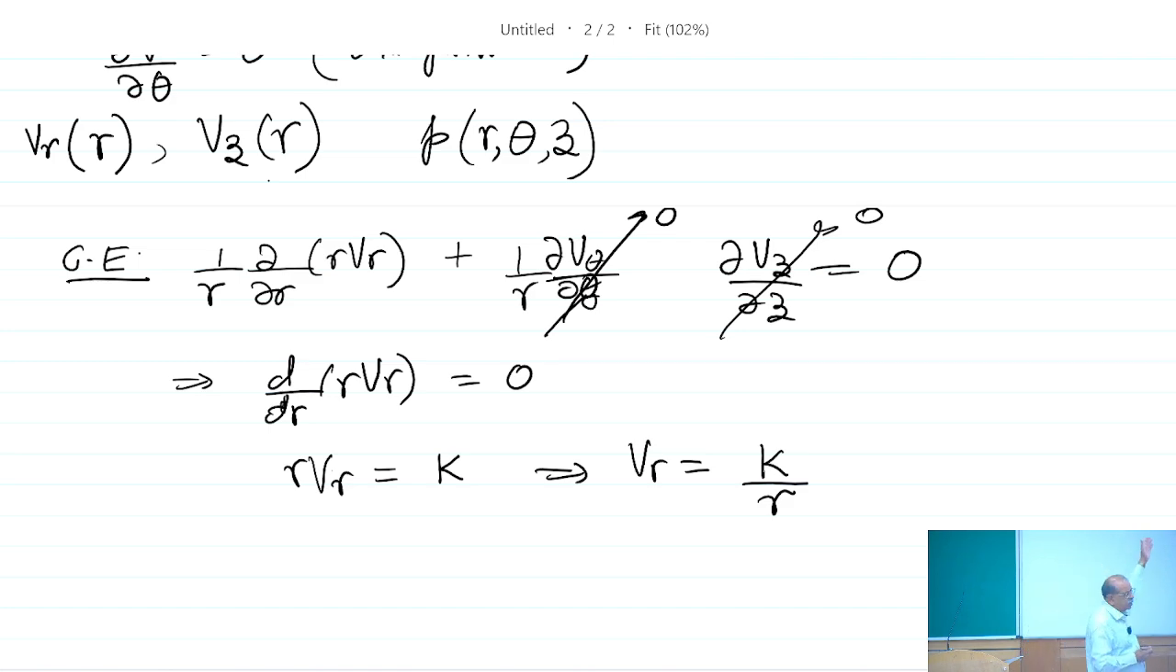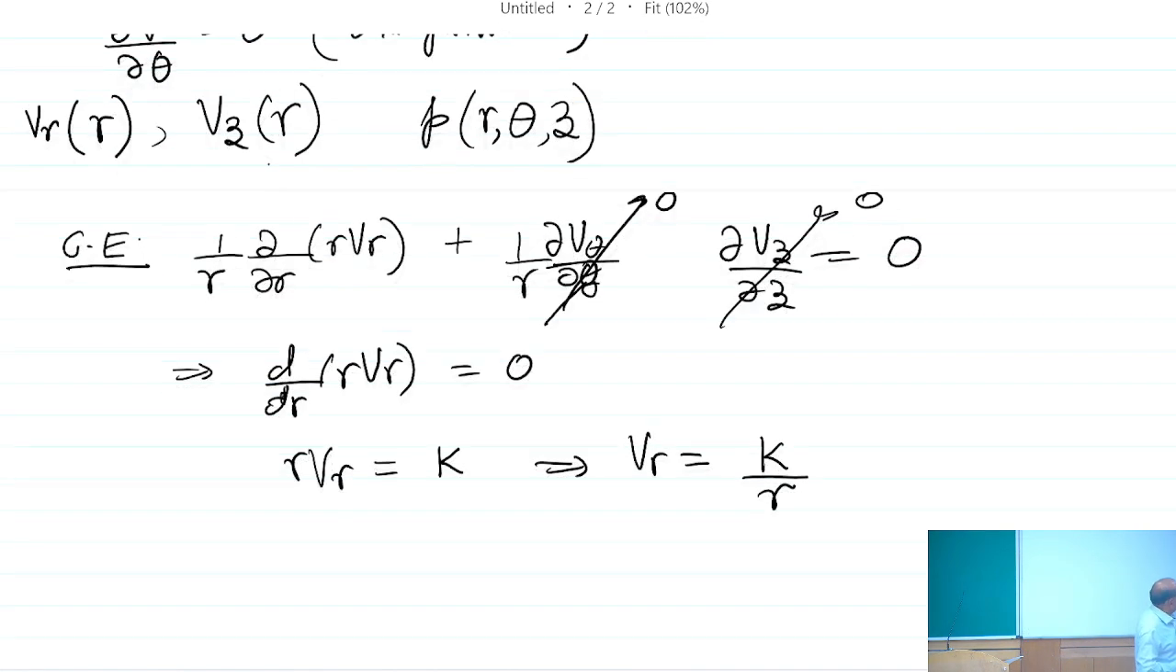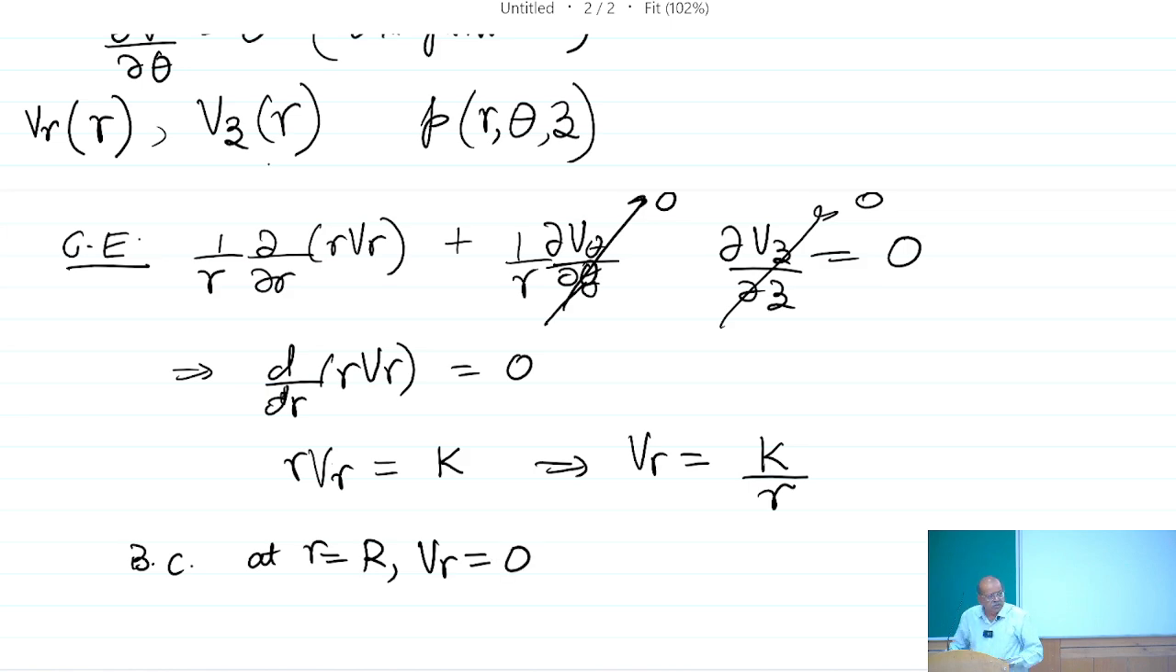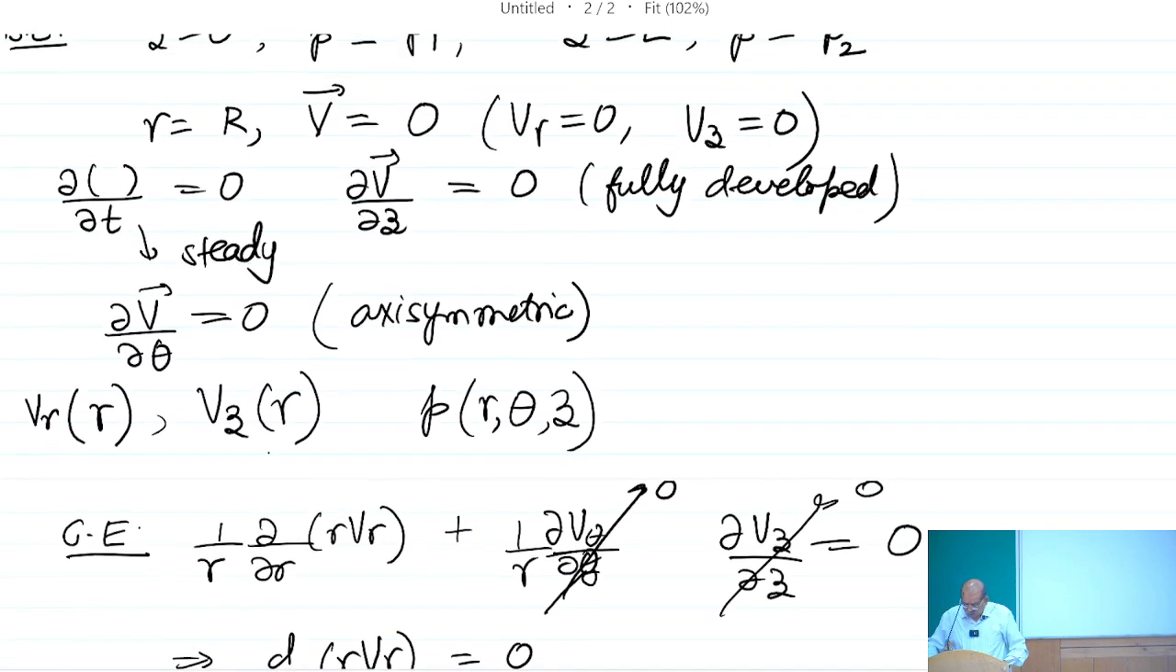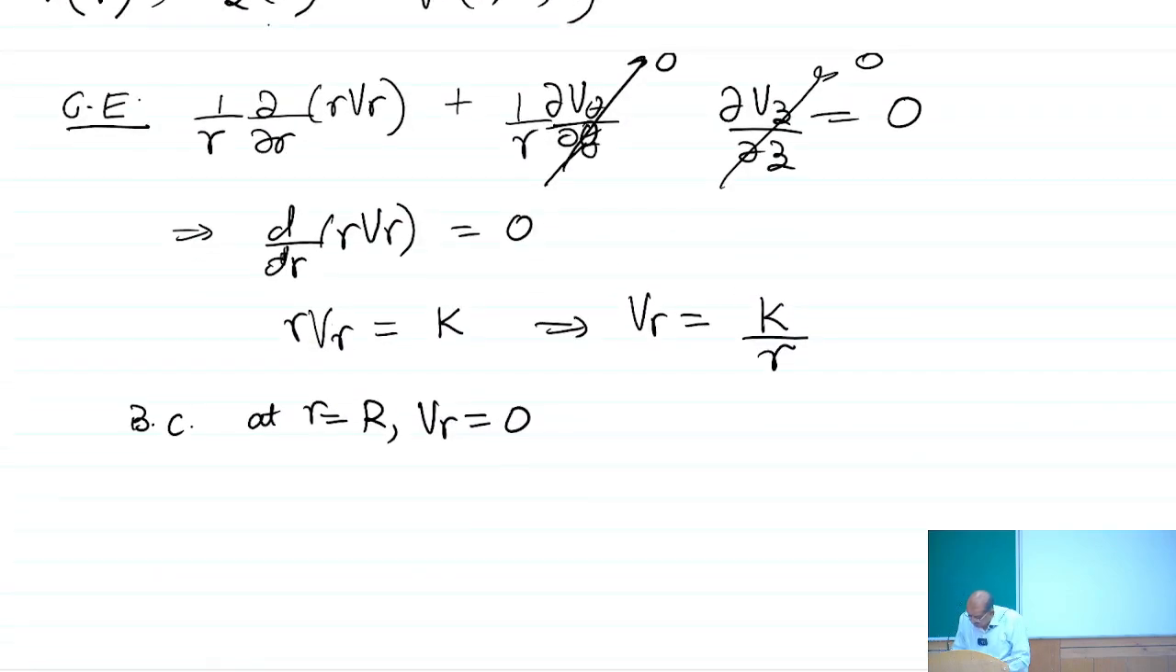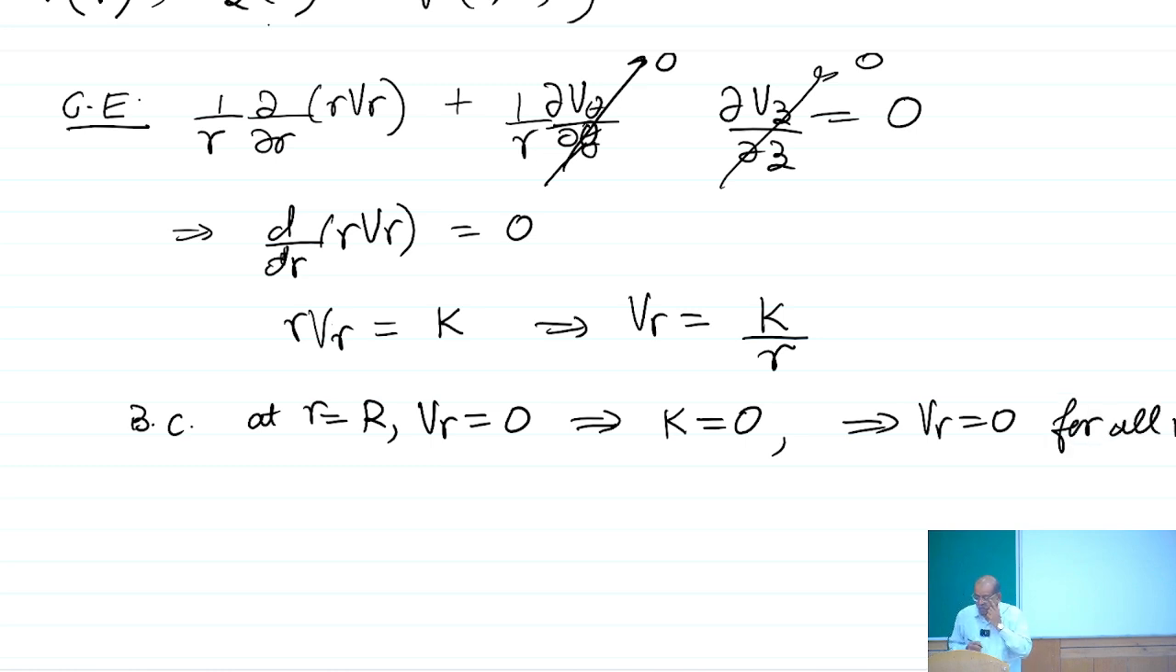So I get d by dr of r Vr is 0. So r Vr is a constant and Vr is equal to k by r. And then I use the boundary condition at r is equal to capital R, Vr is 0. So this implies k is 0, so Vr is equal to 0 for all r.